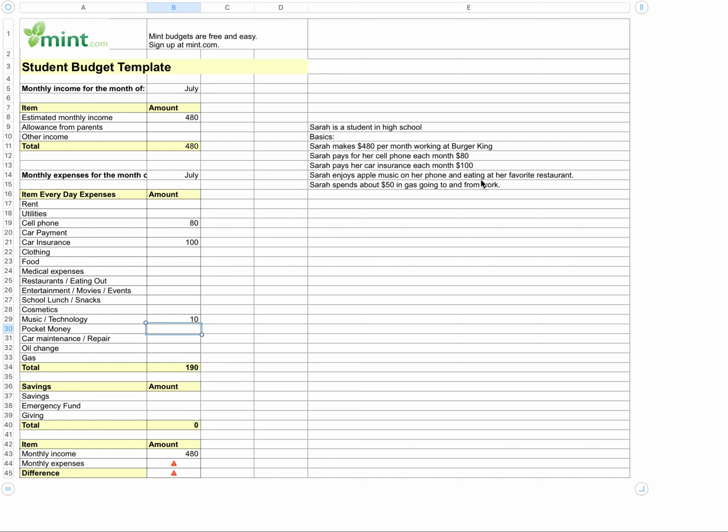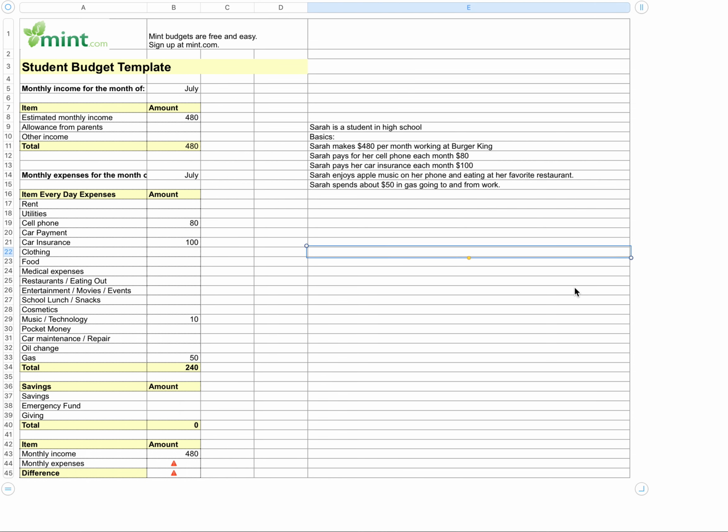We don't know yet how much to give for eating at her favorite restaurant. So we're going to go on down to how much she spends in gas. This is important because she has to get to and from work so she can make that $480 a month at Burger King. So we're going to plug in $50 for gas. That's in line 33 and put $50 there. Okay. So we're at $240 out of $480.